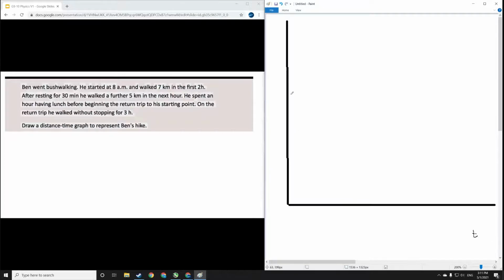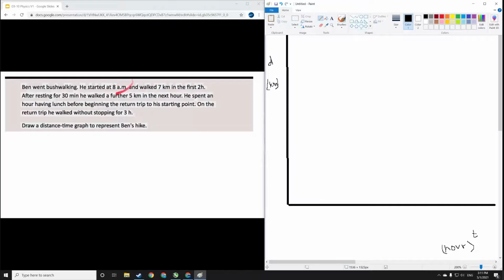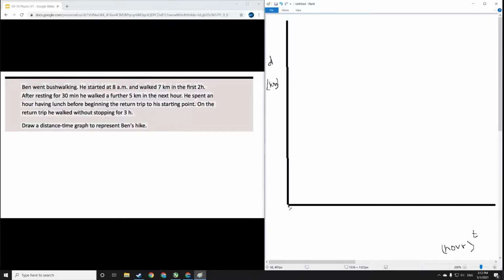So first, this is t, and this is d. Distance, this is time, and we want to write our units. So here we're going to write it in hours, because the question has given us the information in hours, so it's just easier to do it in hours. And here is kilometers, that's our unit, because the question gives it in kilometers. And we're going to take 8 a.m. as our starting point, okay? So 8 a.m. is going to be 0 over here.